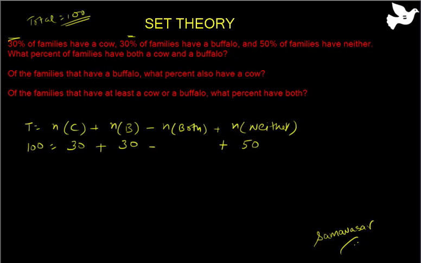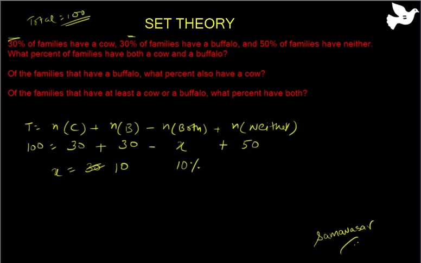Now he's asking us what percentage of families have both. So this is what I need to find out. So solving for x, 100 equals 110 minus x, so x is equal to 10. So number of families which are having both the animals is 10. Because it is 10 out of 100, it is equal to 10%, and that is your answer.